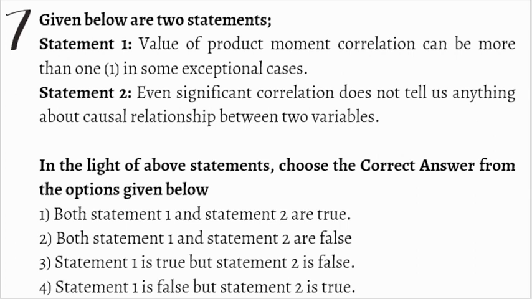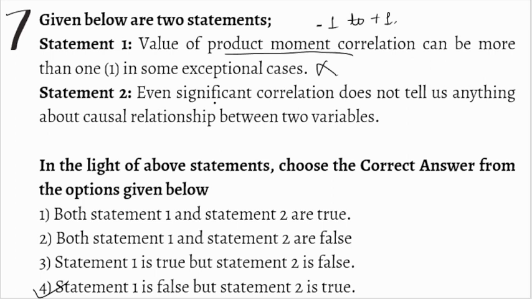Most of you have answered correctly. It is going to be 4, but let us discuss it. Statement 1 states that the value of the product moment correlation or Pearson correlation in general can be more than 1 in some exceptional cases. No, the Pearson moment correlation would always range from -1 to +1. So, statement 1 is incorrect.